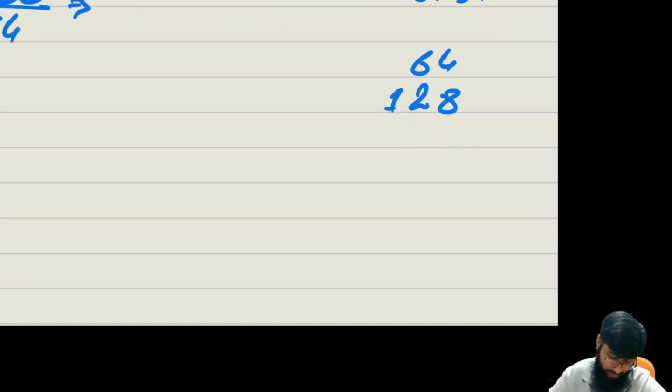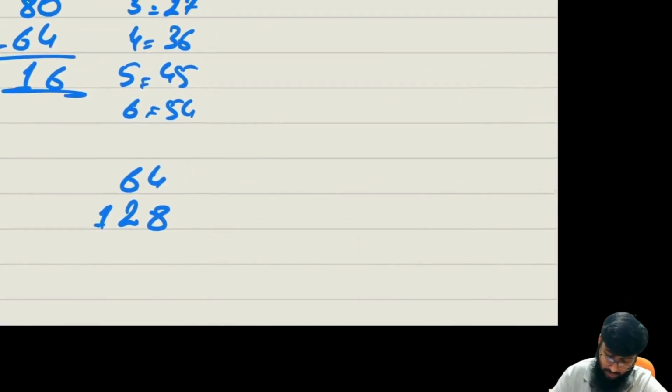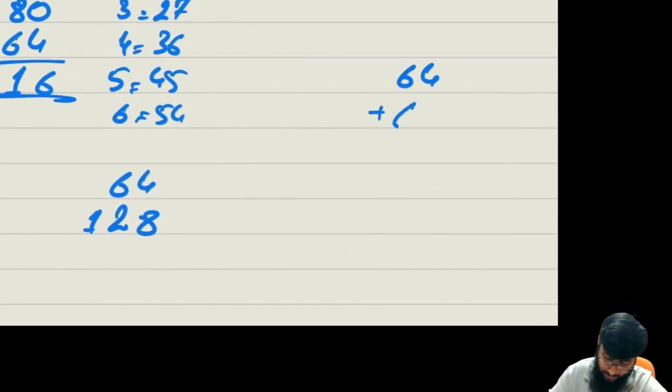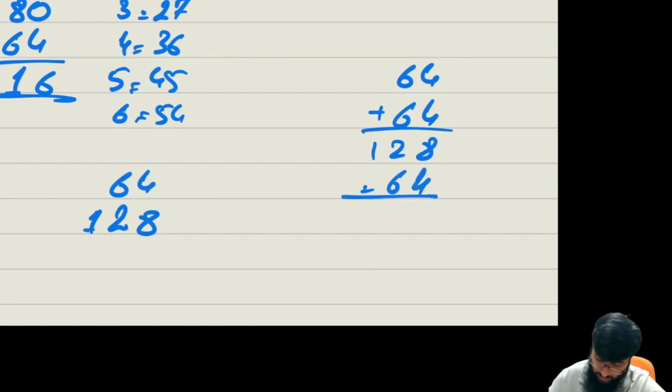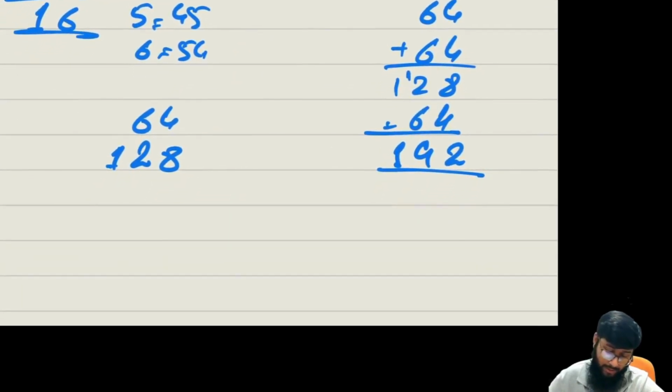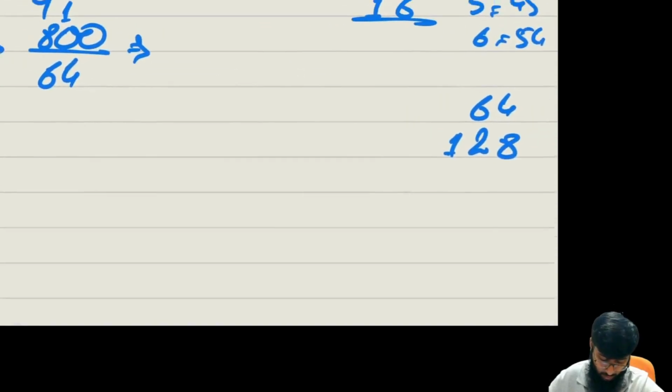Let's check it once again. So 64 plus 64 will give me 128. Now plus 64, so 8 plus 4 is 12, 2 and 1 carry. Okay, that was the mistake I was making over here. 2 plus 1 is 3, and 3 plus 6 is 9, and 1, so it will be 192. Okay, so we cannot go for 192. But we can go towards 128.